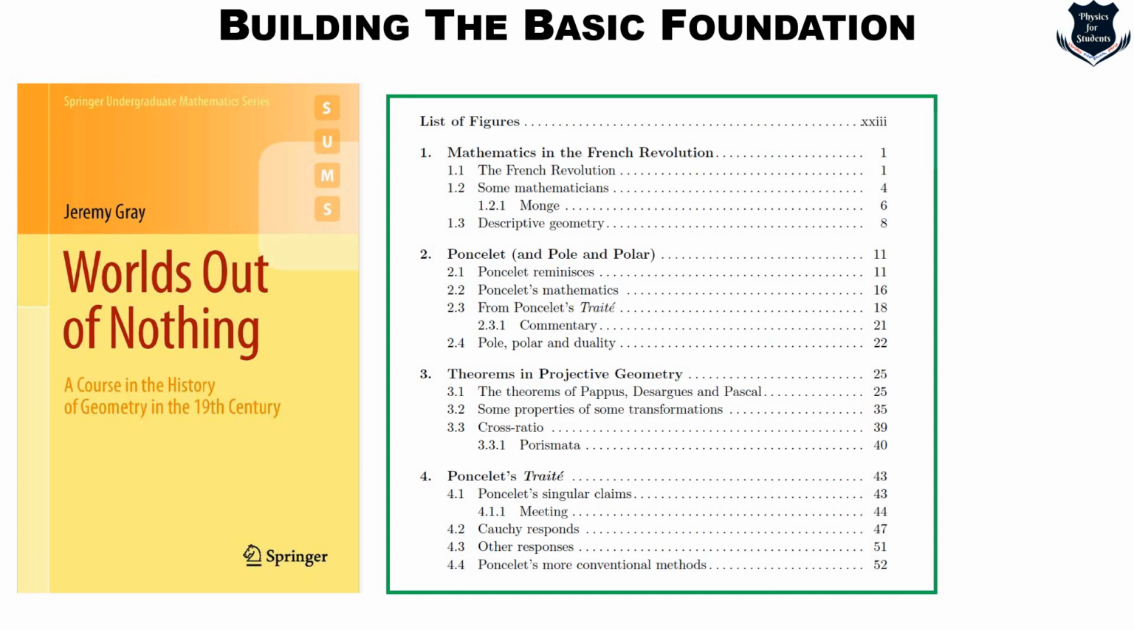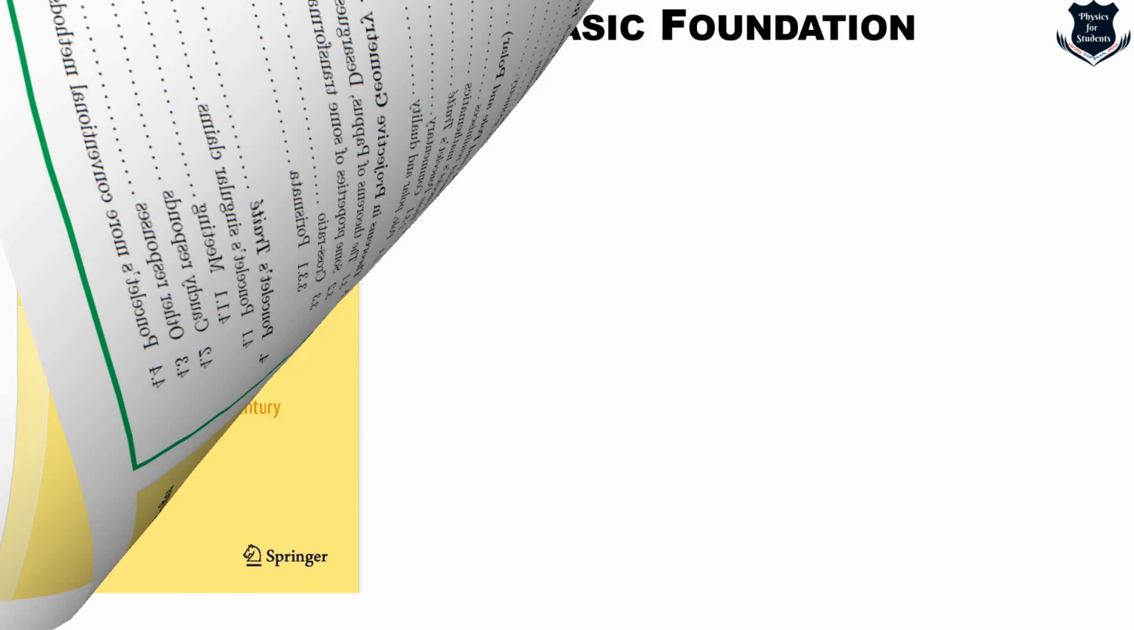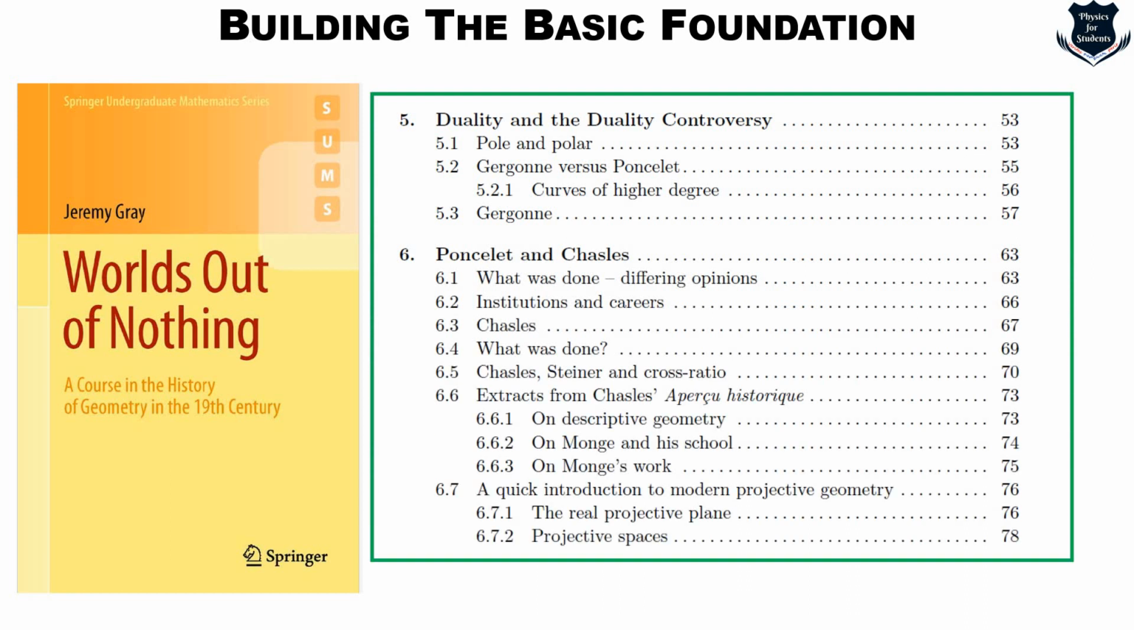So here it starts, right? You see he lists out, basically from the French Revolution, and that is very important because Monge, Gaspard, etc., are people who really contributed right from the beginning to differential geometry. Then comes Poncelet, pole and polar. Then he goes into theorems of projective geometry. Then he goes into Poncelet's famous triad, right? And then he further moves into duality and the duality controversy, Poncelet and Gergonne.